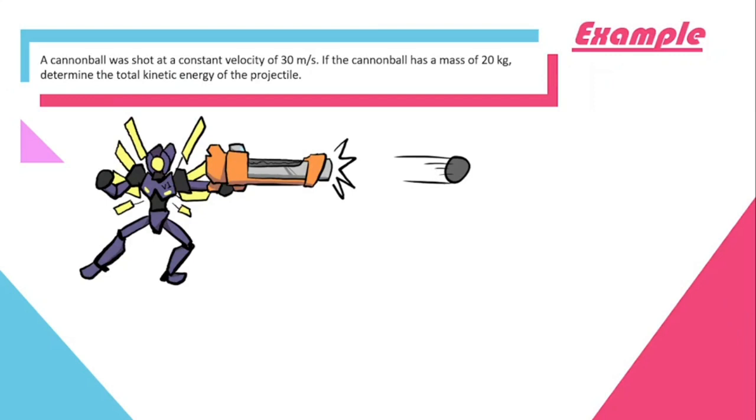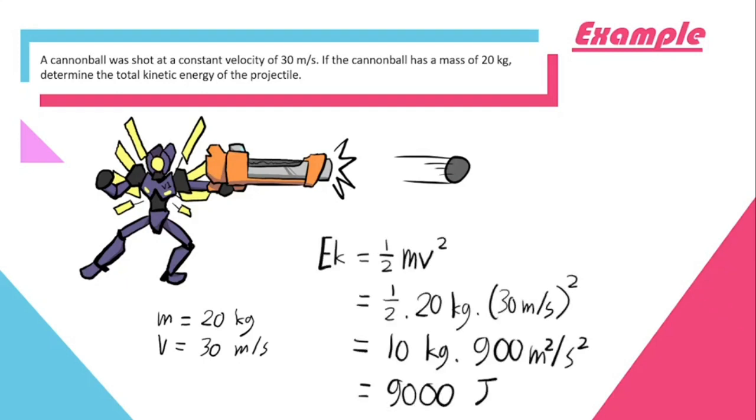Here's an example of a kinetic energy problem. A cannonball was shot at a constant velocity of 30 meters per second. If the cannonball has a mass of 20 kilograms, determine the total kinetic energy of the projectile. Here you can see the mass is 20 kilograms and the velocity is 30 meters per second. Using the equation we've gotten from before, we can just plug those numbers in, and we get around 90,000 joules of energy.